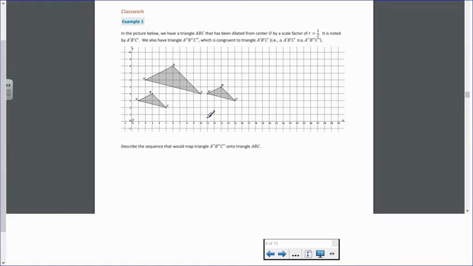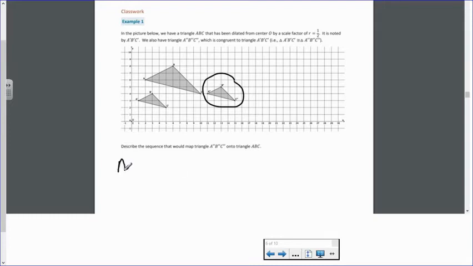It is denoted by A prime, B prime, C prime, and then we also have a triangle A double prime, B double prime, C double prime, which is congruent. Describe the sequence that would map triangle A double prime, B double prime, C double prime onto triangle ABC. So if you look, on mine it's really small, it's hard to see. But if you look at your triangle A double prime, B double prime, C double prime, you're looking at this one right here that I circled.